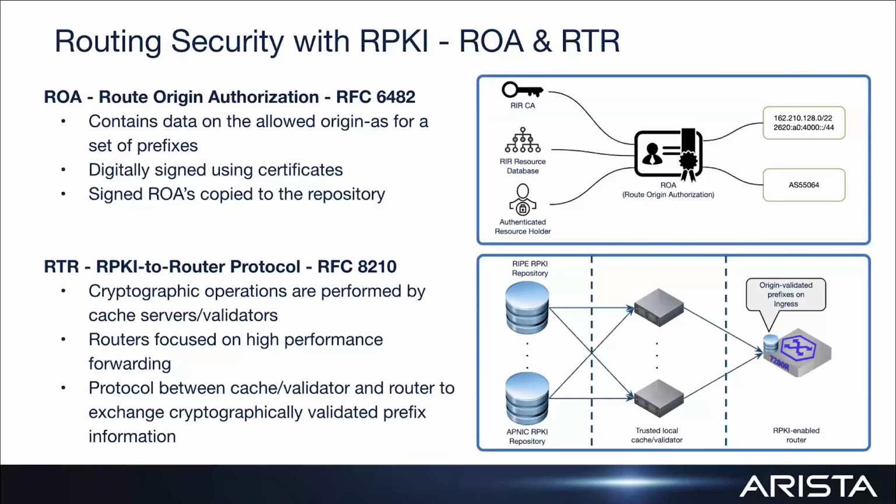For the communication between those local cache servers, which are running all the cryptographic operations and the cryptographic validation of those ROAs, there is the RTR protocol, RPKI to router. So as the name already says, it's spoken between the local cache inside of your network and the router itself, and is exchanging the already validated prefix information between those two entities. Next slide, please.